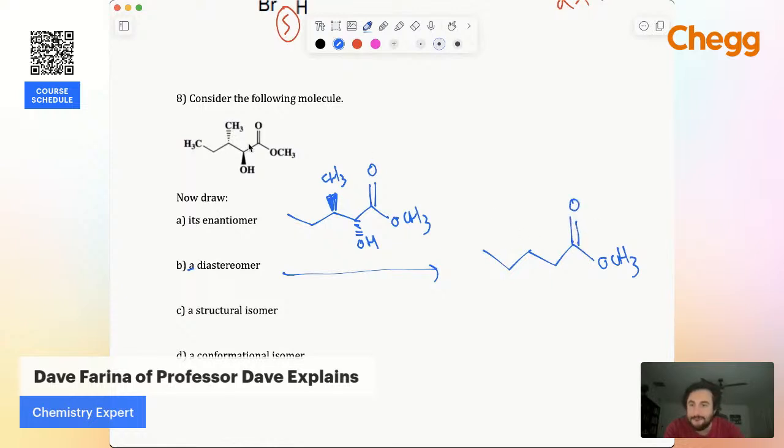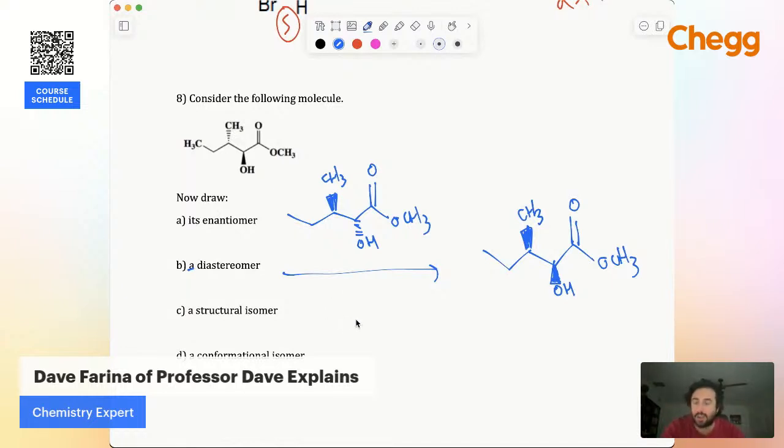So let's say that we're going to put the methyl on the wedge, right? The methyl was on the dash, so let's put it on the wedge, but then we have to leave the hydroxyl on the wedge, right? If we also invert the chiral center with the hydroxyl, then you're getting the enantiomer. We want to invert one chiral center, not both. So that would be one possible diastereomer. The other possible diastereomer would be if both of them were on dash bonds. So that would be that.